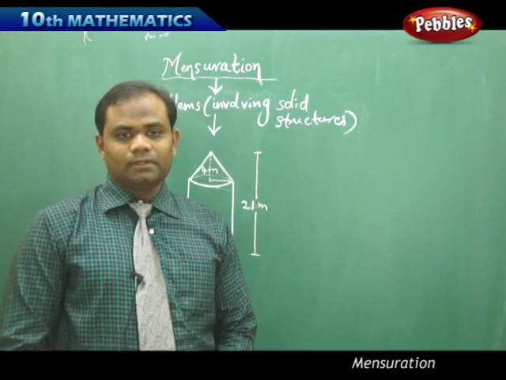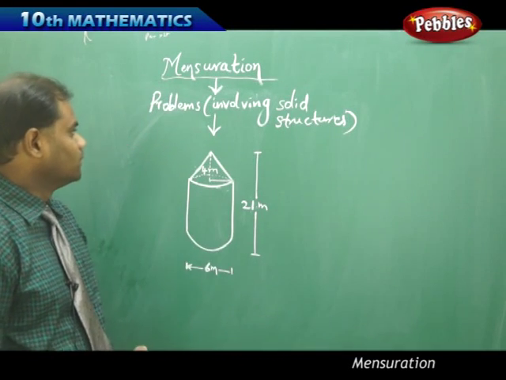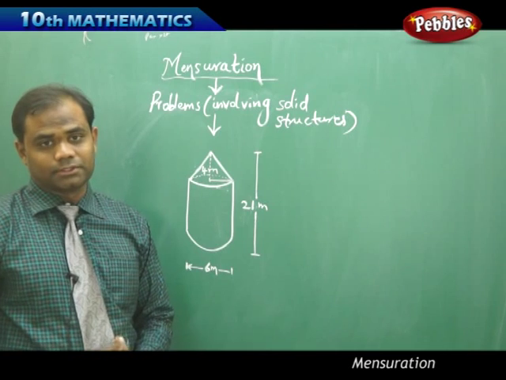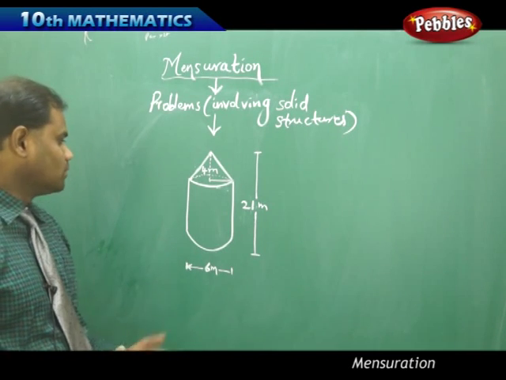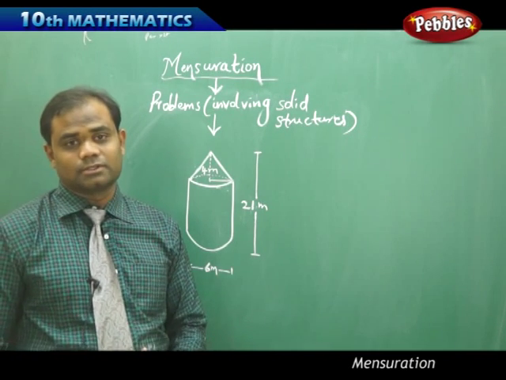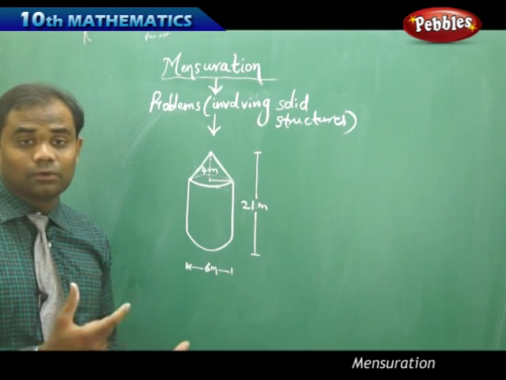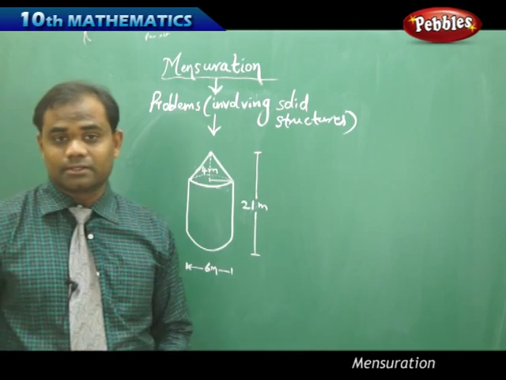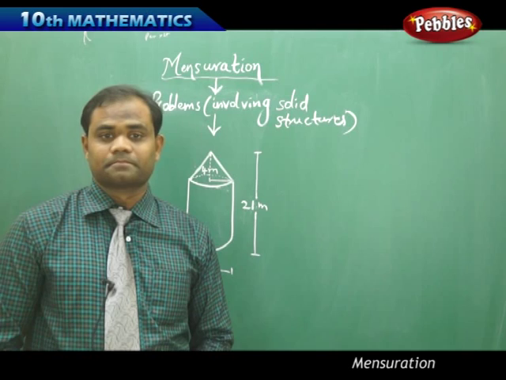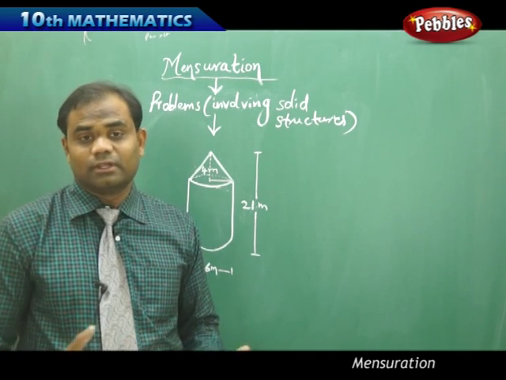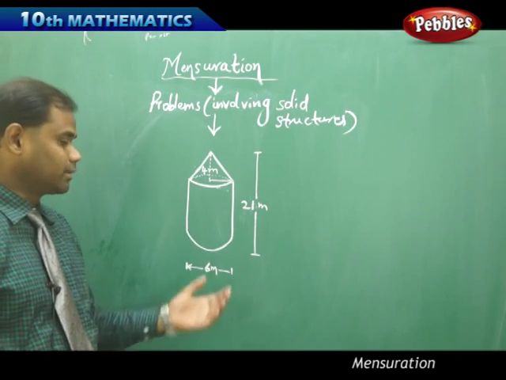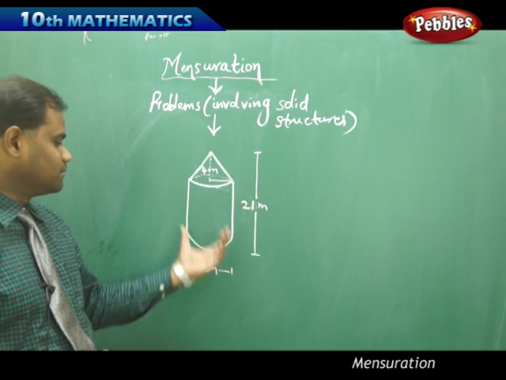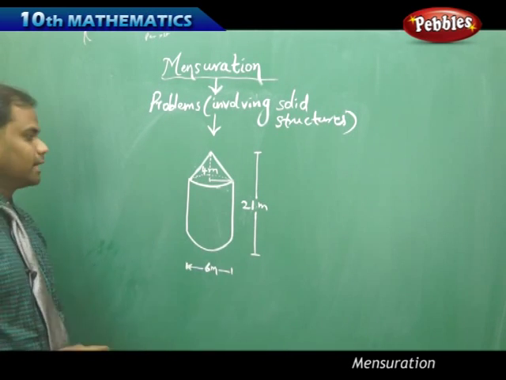Now here, let's take a problem where I have to involve the solid structures. The problems we are going to practice are on how different solid structures are combined and how we find the lateral surface area, the curved surface area, the total surface area, or even the volume of the solid structures. Say, for example, I have taken this missile diagram.